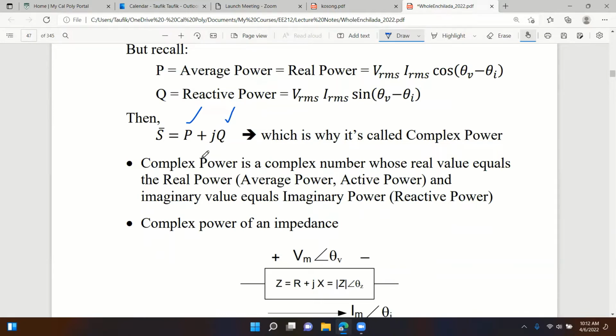And this is also the reason why we call this complex power, because as you can see, P is the real part of the complex power, and Q turns out to be the imaginary part of the complex power, right? Complex power is a complex number, and that's why we call it complex power. In terms of the equation, that's one of them.